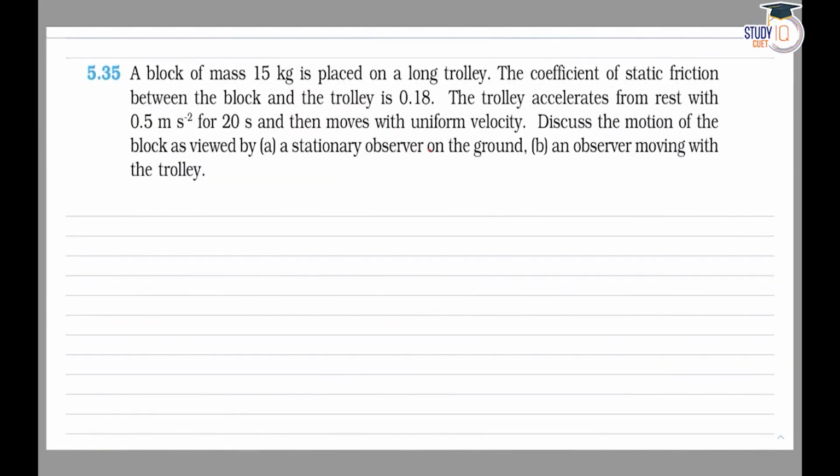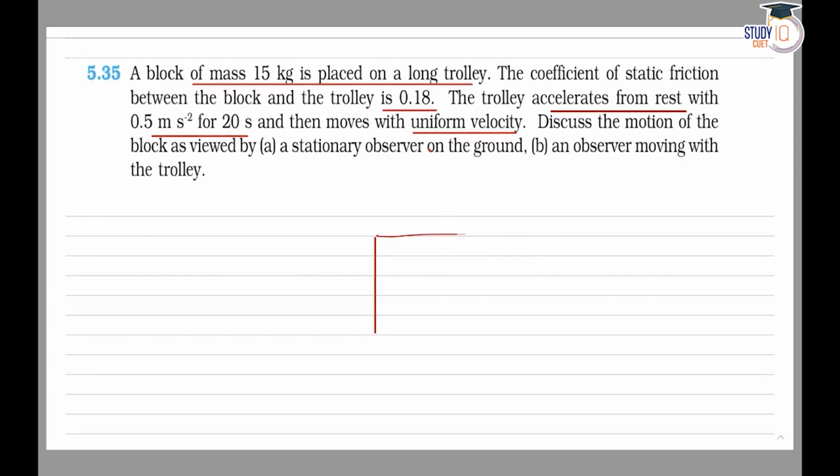NCERT Physics Class 11, 5th chapter, which is motion in a plane. In this we are given that a block of mass 15 kg is placed on a long trolley. The coefficient of static friction between the block and trolley is equal to 0.18. The trolley accelerates from rest with acceleration for 20 seconds and then moves with uniform velocity. We have to discuss its motion with respect to an observer on ground and an observer on trolley.